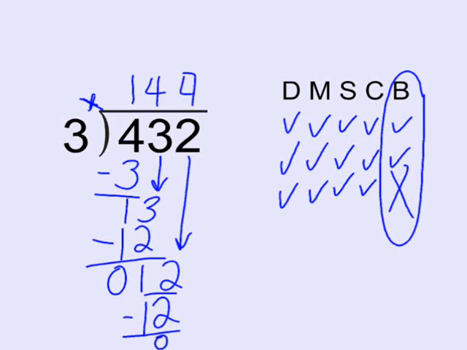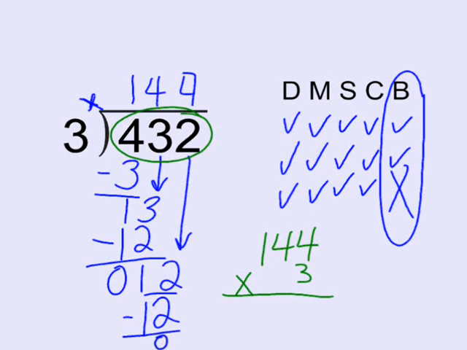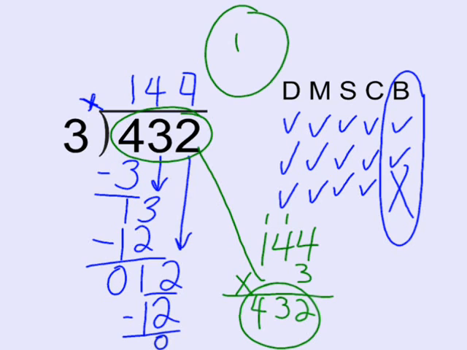So I need to do my quotient times my divisor, and I hope to get the dividend. 4 times 3 is 12. 4 times 3 is 12 plus 1 more is 13. 3 times 1 is 3 plus 1 more is 4. 432, 432. I know my problem is correct.